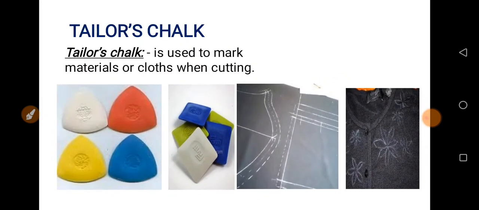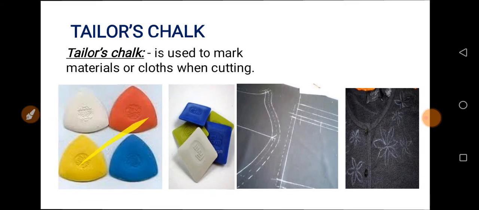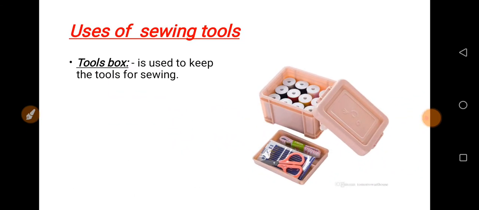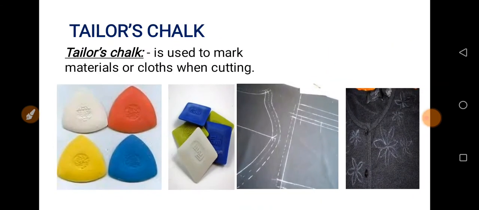Then tailor's chalk. We have different types of tailor's chalk. If you look at the fabric on the screen, you can see those white lines. After taking the measurement, you can make use of your tailor's chalk to mark the fabric so that you'll be able to get the specific measurements. So tailor's chalk is used to mark materials or clothes when cutting.